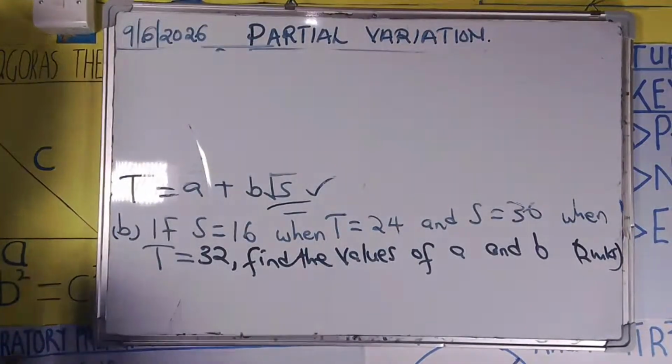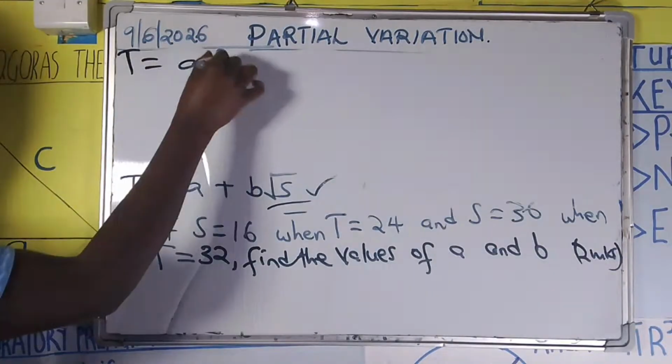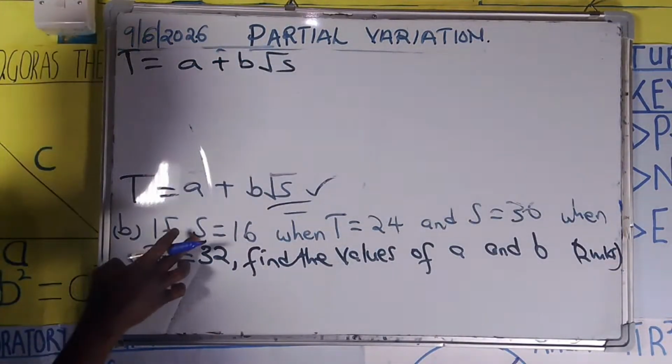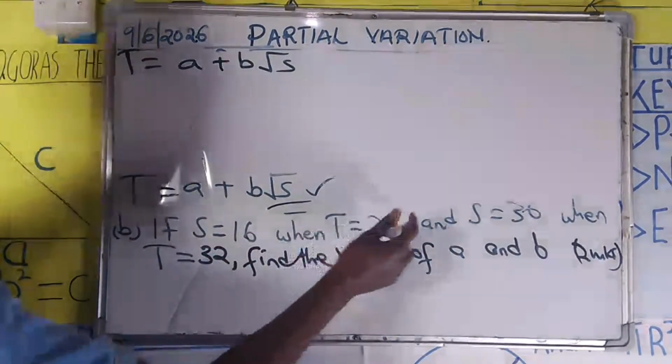So we take our equation T is equal to A plus B root S. We have been told if S is 16 when T is 24.